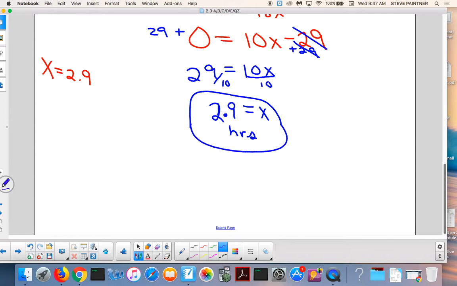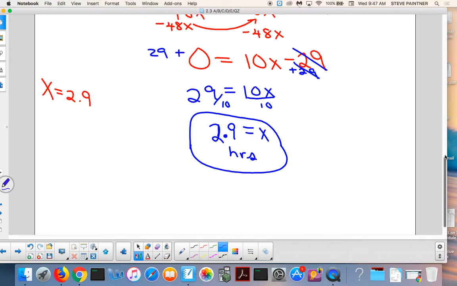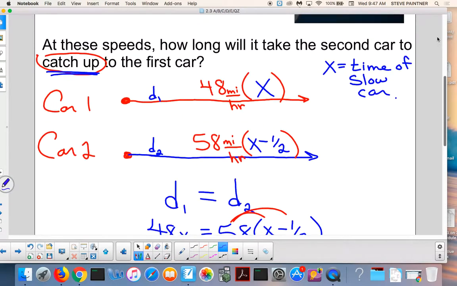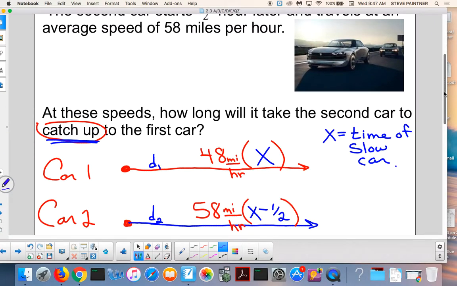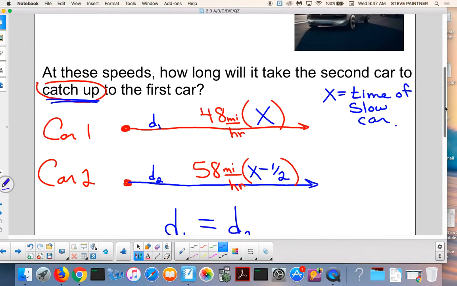So, let me ask you this again. How long, stop. Okay, come back. At these speeds, how long will it take the second car to catch up to the first car? Well, X is what? 2.9 hours. But that's not true, because the second car traveled a half hour less than the first car. So how long did the second car travel? Put that there.